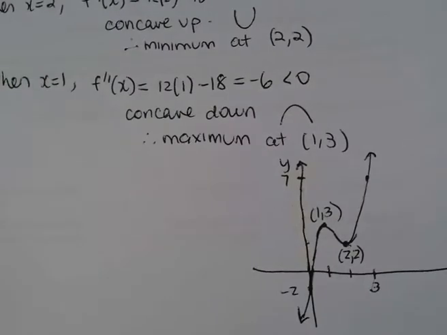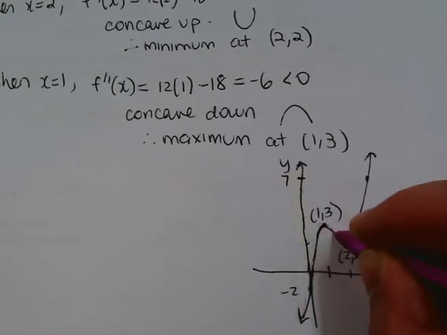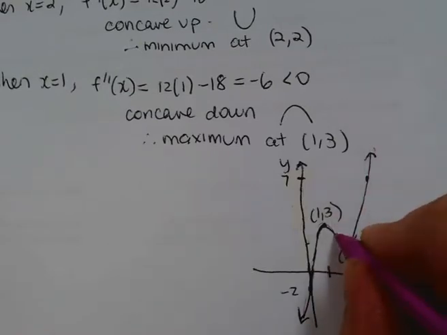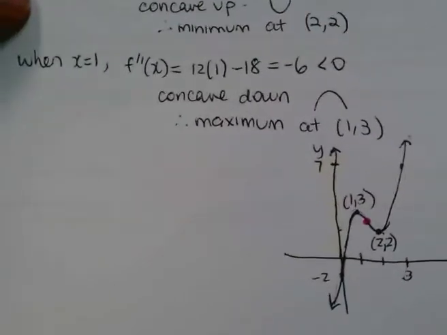I'm missing something. Look, concave down. Oh, all of a sudden concave up. What is lying in between? There's got to be an inflection. There's always an inflection between a maximum and a minimum. So how do we find inflections?